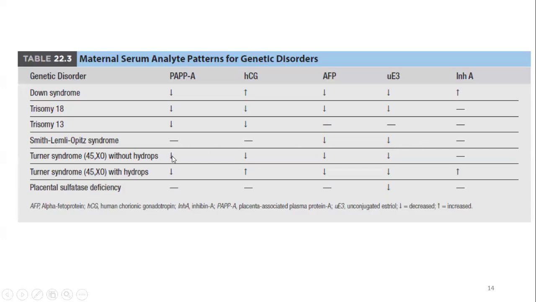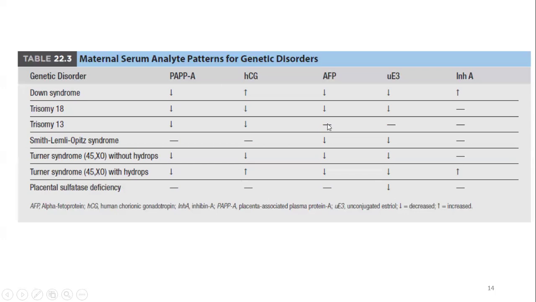Turner syndrome, 45,XO, without hydrops: all the factors, that is PAPP-A, HCG, alpha fetoprotein, and unconjugated estriol, are reduced. Turner syndrome with hydrops: again, the PAPP-A level is decreased, but HCG is increased, alpha fetoprotein decreased, unconjugated estriol decreased, and inhibin A is increased. And in placental sulfatase deficiency, there is only a decrease in the unconjugated estriol, while the other biochemical parameters are unaffected.